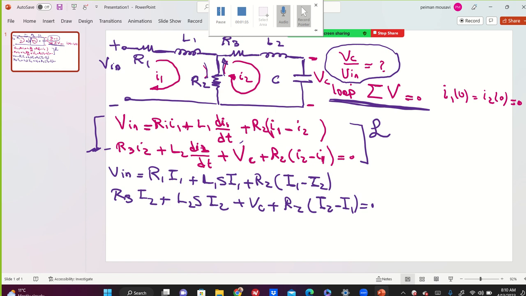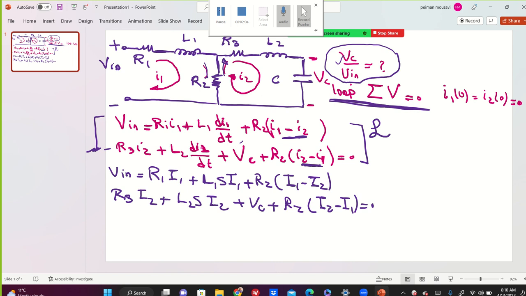Now the second loop is going to be R3 I2, plus L2 di2 over dt, plus Vc, because we're going to find this right now. Plus, this time, because it's like a mechanical spring with action and reaction forces, looking from this loop, R2 this time is I2 minus I1.